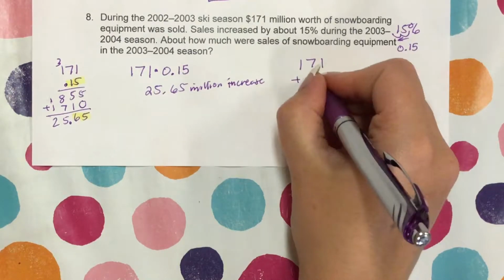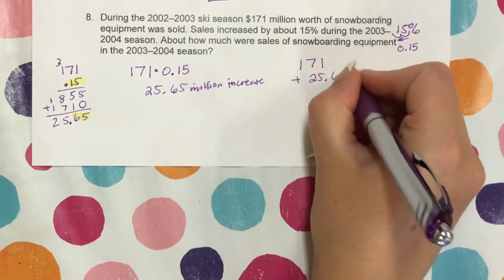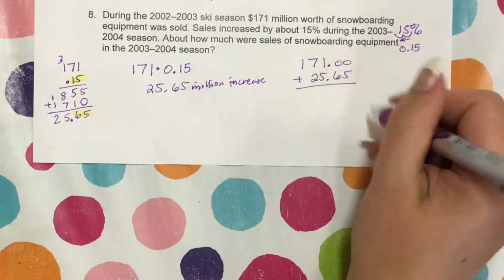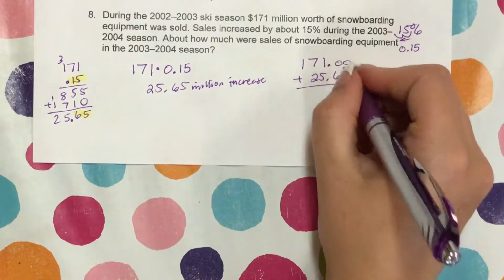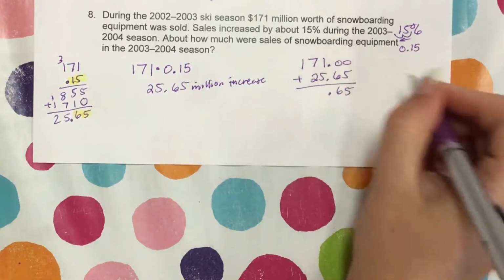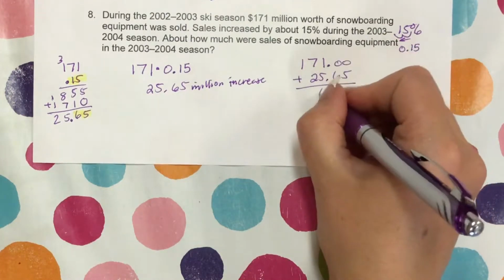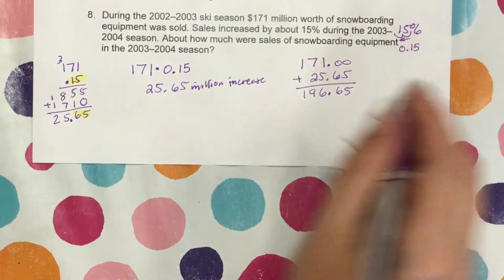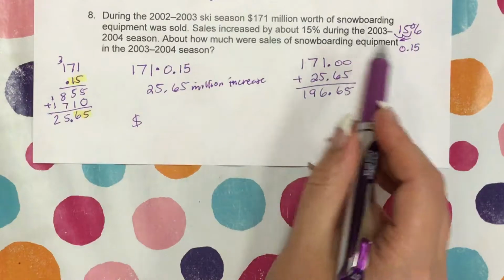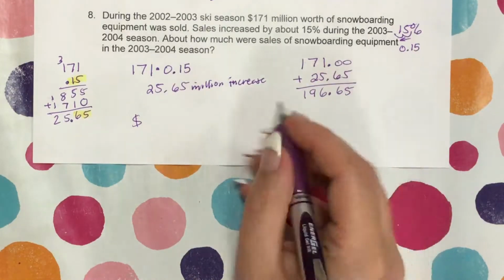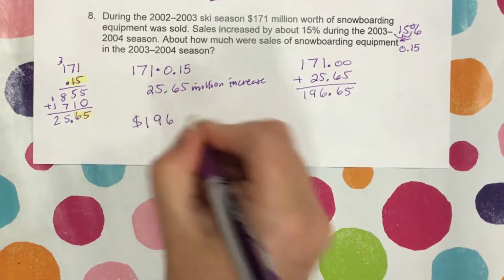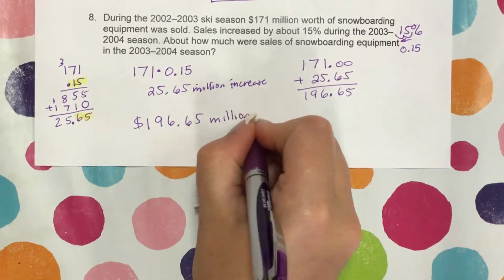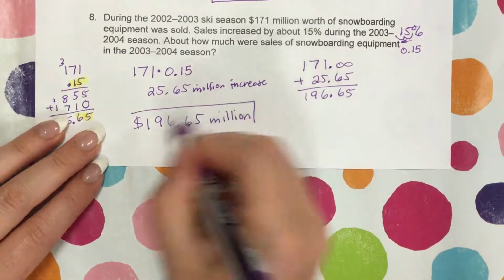171 plus 25.65. I need to add a decimal there and 2 zeros. I add these. 0 plus 5 is 5. 0 plus 6 is 6. Bring down the decimal place. 1 plus 5 is 6. 7 plus 2 is 9. And then bring down the 1. So the total amount of sales in the 2003 and 2004 season was 196.65 million. So if you got that answer right, great job.